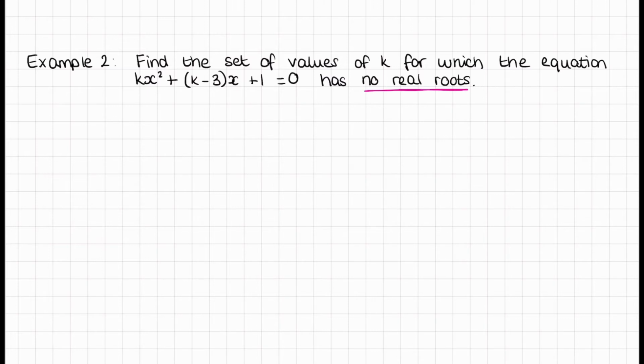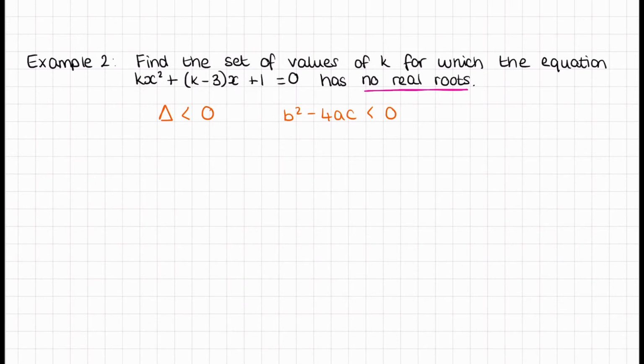Now, no real roots means that the discriminant has to be less than 0, or b squared minus 4ac is less than 0. In an exam situation, just writing those statements there can sometimes give you 2 or even 3 marks. So always make sure with the discriminant questions you're writing everything out.